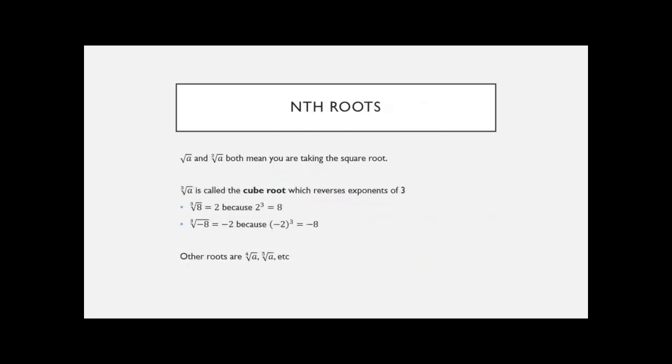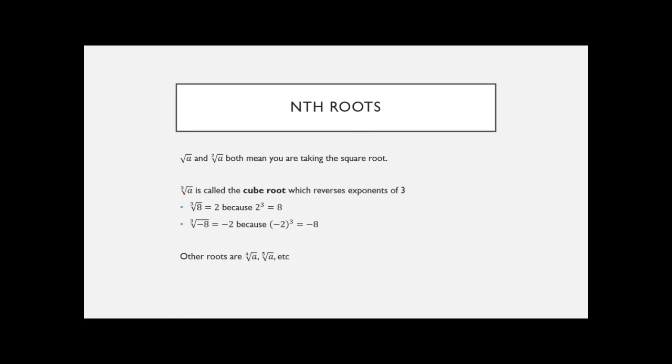So these nth roots, let's take a little bit closer. Like I said, we've got the square root symbol, and if you have a 2 up there, they both mean that you're taking the square root. If there's a 3, that's the cube root. That's the other common one that you'll see. You'll see cube roots, and those are reversing exponents of 3. So whatever the number is above the V on the symbol, that tells you what exponent you're undoing.